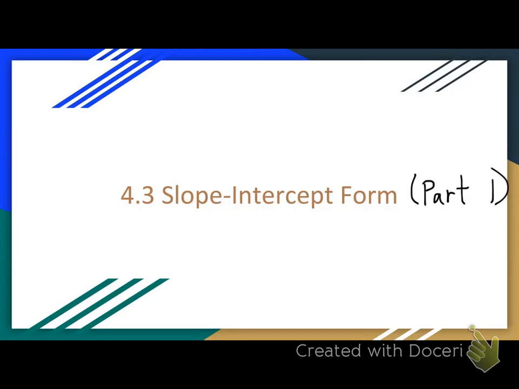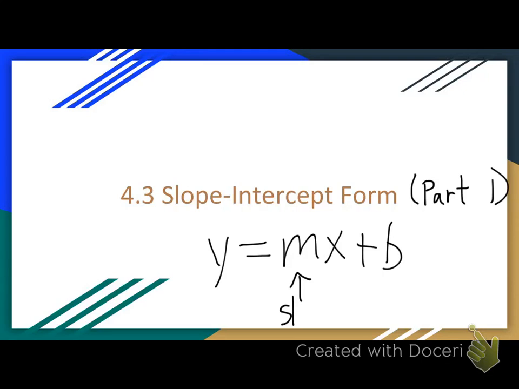Does anyone know what slope-intercept form is? You've probably learned it before. You may just not remember exactly what it is. Is it y equals mx plus b? Very good. Y equals mx plus b. M represents our slope. Anyone know what b represents?